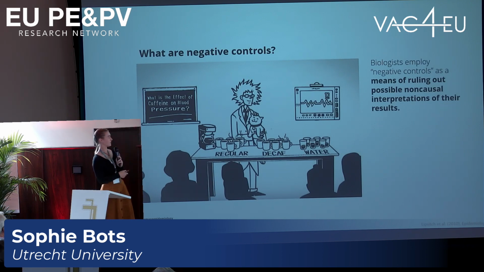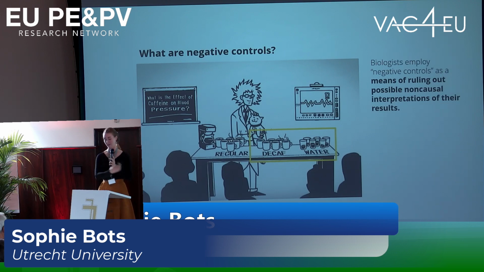So in the case you want to know what the effect of caffeine is on blood pressure, it might be, if you just give everybody coffee, that the fact that they're drinking something hot already affects their blood pressure. So you're going to find an association, but it's actually non-causal. So to rule that out, you can have negative controls, like decaffeinated coffee, or in the event that you think just drinking something already affects your blood pressure, you can also have water. And this is a negative control, very easy to do in laboratory or these kind of settings.